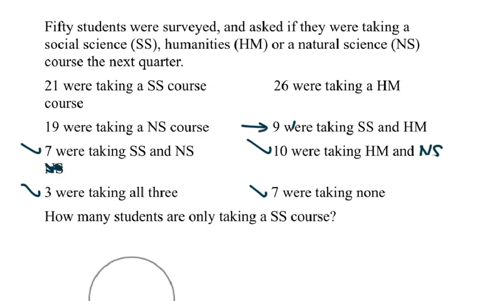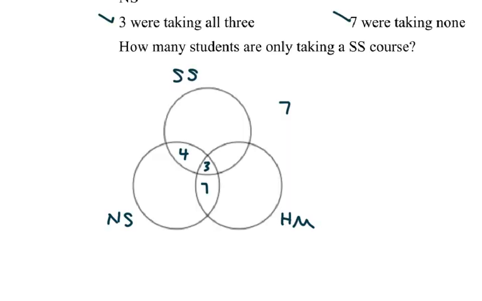Next, we're looking at 9 taking social science and humanities. If we're looking at 9 taking social science and humanities, the 9 people are in this section here. With 3 already being in the middle, another 6 are in this section here.